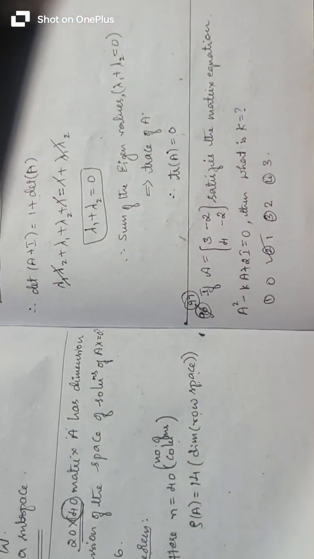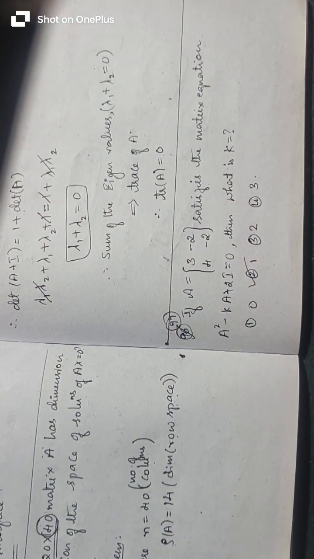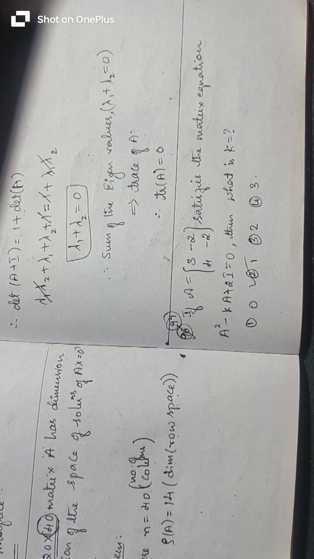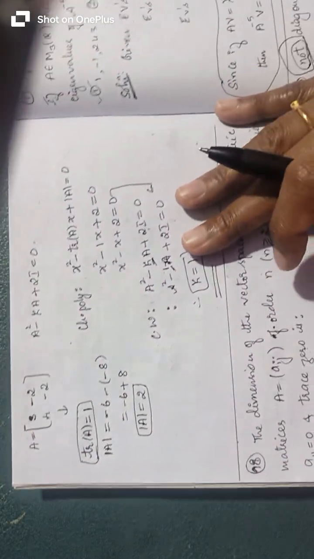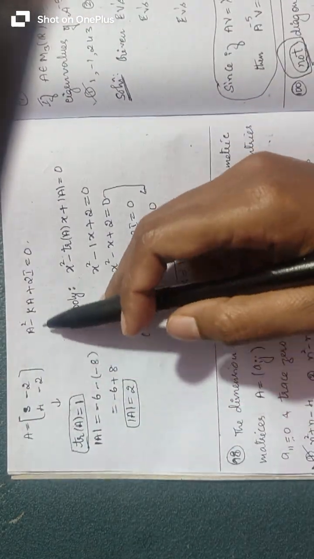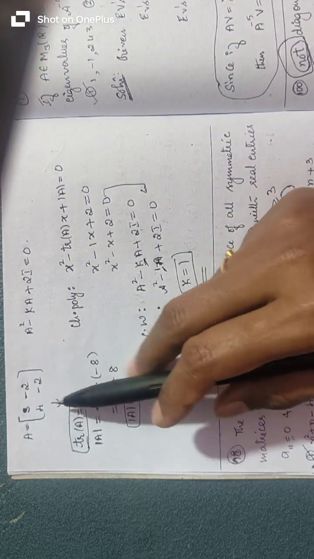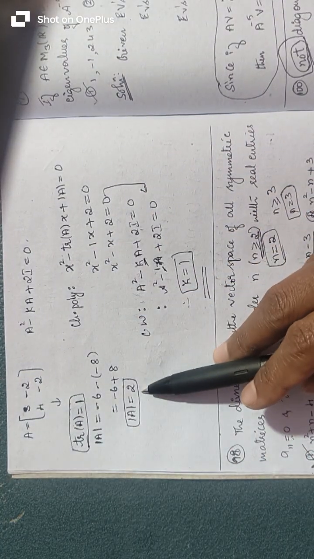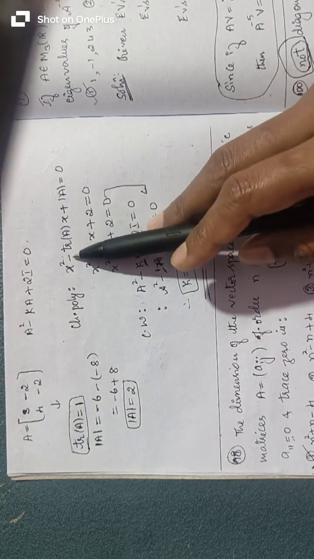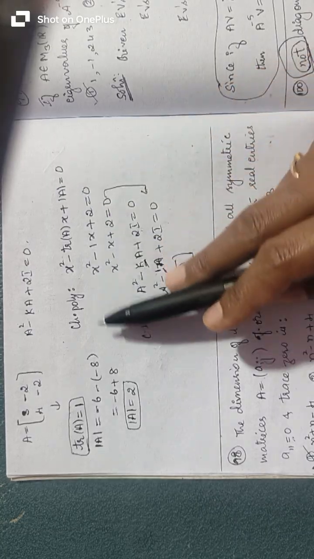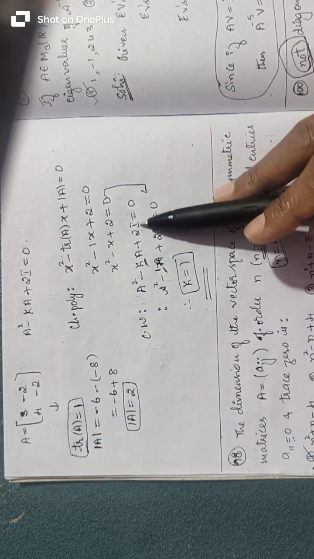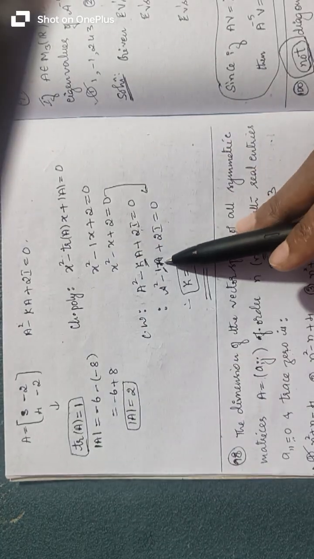Okay. So the next question is, if A is equal to 3 minus 2, 4 minus 2 satisfies the matrix equation A square minus Ka plus 2i is equal to 0, then what is K? They have given the 4 options. This is a very easy problem. From the given matrix, write down the trace and determinant. The characteristic polynomial, already we know, is x square minus trace of A into x plus determinant of A is equal to 0. Back substitute the values, simplify and compare with the given equation. So the K value will be 1.